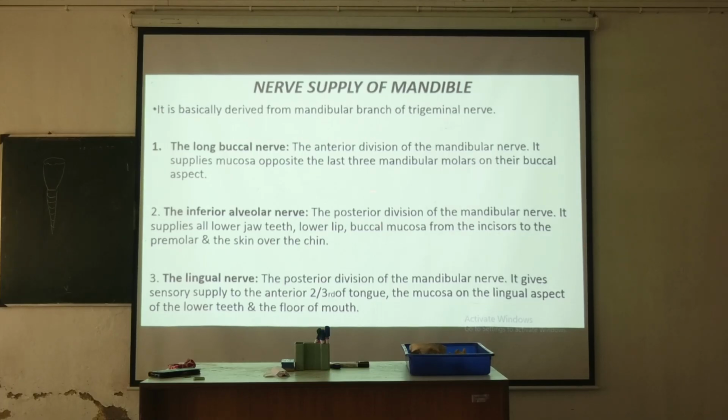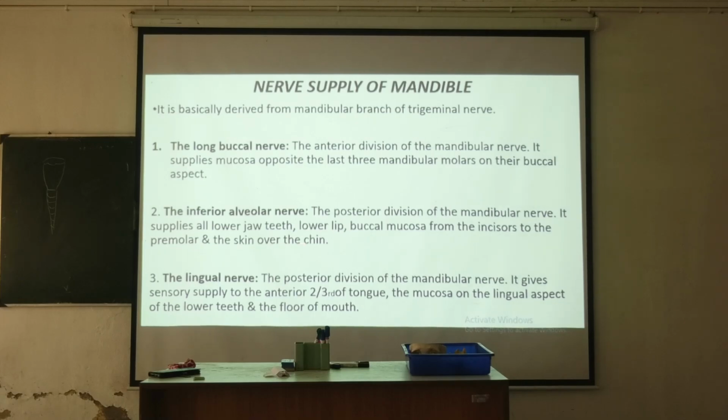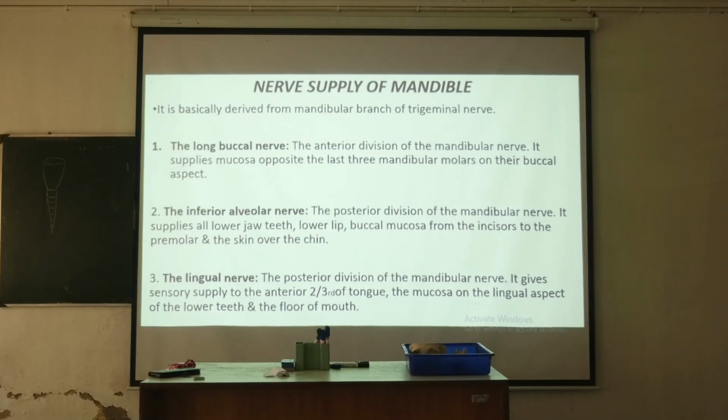Another is the inferior alveolar nerve, the posterior division of the mandibular nerve. It supplies the lower jaw teeth, lower lip, buccal mucosa from the incisor to premolar, and the skin over the chin. And the lingual nerve, the posterior division of the mandibular nerve, gives sensory supply to the anterior two-thirds of the tongue and the mucosa of the lingual aspect of the lower teeth and the floor of the mouth. So this is the supply of the lingual nerve.